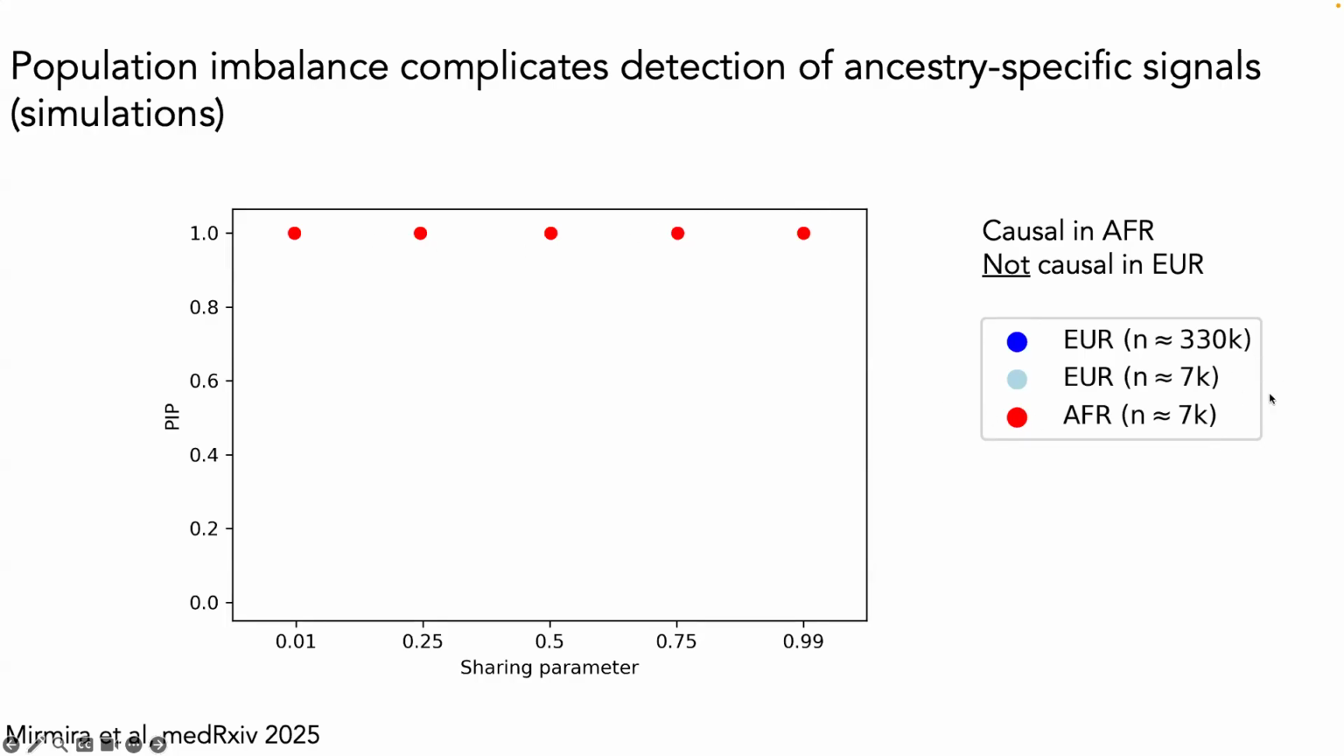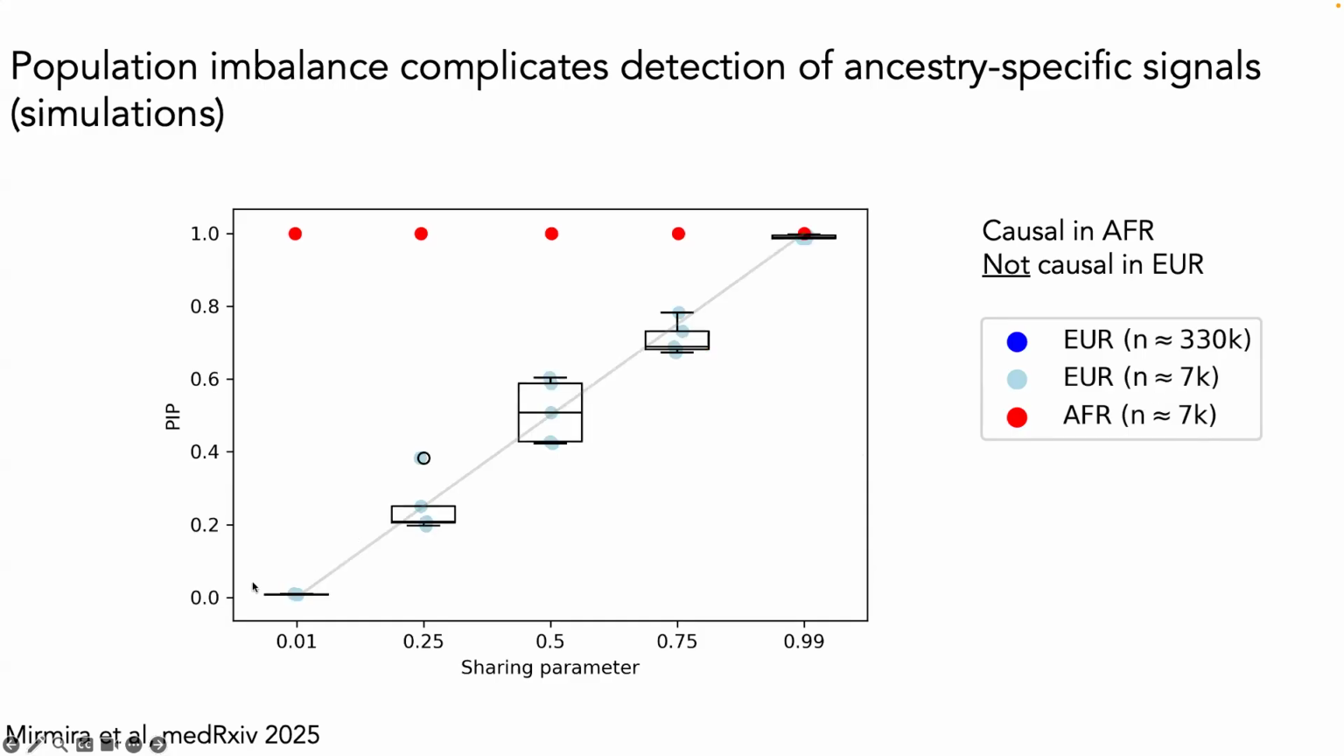So note the population size imbalance. We have 330 European samples and 7,000 African samples. But in any case, even with this sample size, we can get it right in the African samples. And then we looked at a European cohort of matched sample size of 7,000 samples, and we looked at the PIP for that variant in Europeans, and we saw it basically at this sample size followed the sharing parameter, right? So we didn't really get a whole lot of information. It was really hard for us to distinguish that this was not causal in the Europeans.